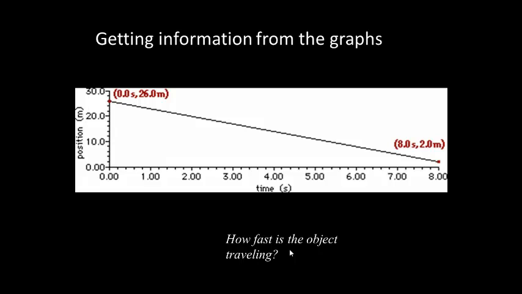If we have a well-labeled graph, we can get a lot of quantitative information from it. If I look at this position versus time graph, if I calculate the slope, I can figure out how fast the object is traveling. Velocity is just given as position over time, so I'm going to take my rise over my run to get that value. Please find your calculators and calculate how fast this object is traveling.